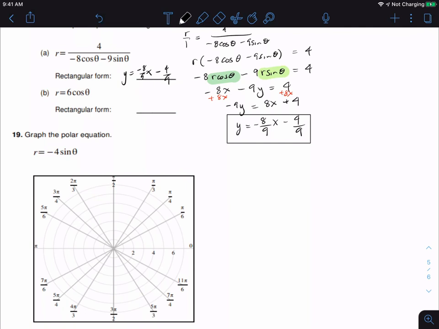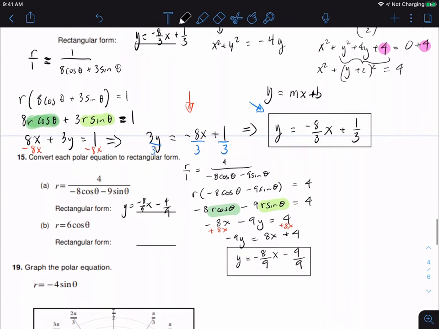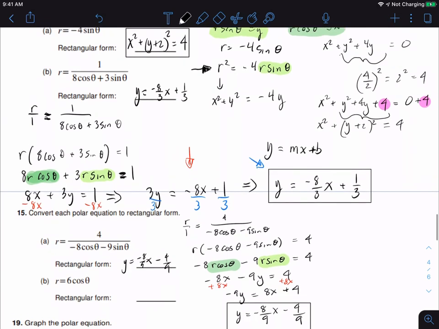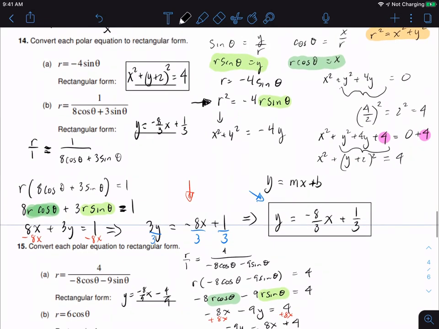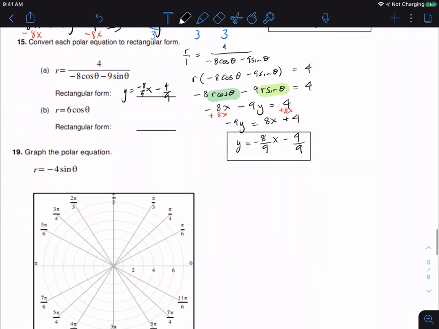Okay, why don't you guys try B? And see if you guys can do B. And Leah, that one is like 14A. If you want to try and see if you can do it. But all right, I'll give you guys 2 minutes for this one and see if you guys can get any equations for this one. And we'll go from there.